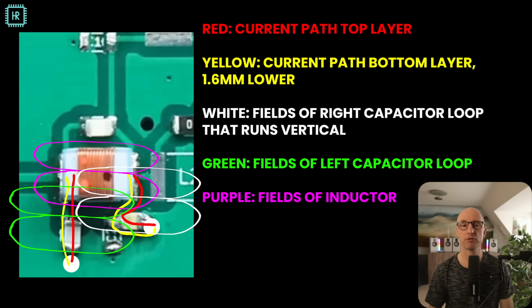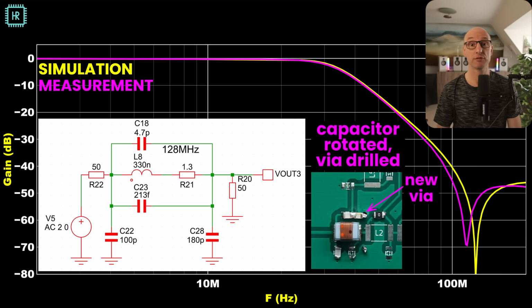You can pause the video if you want to study this a bit longer. Let's try another position for this capacitor. Now this one starts to behave a lot better. It's not perfect, but it's the best we've got up till now. The input and output capacitor loops are now further apart. That helps to reduce the coupling.